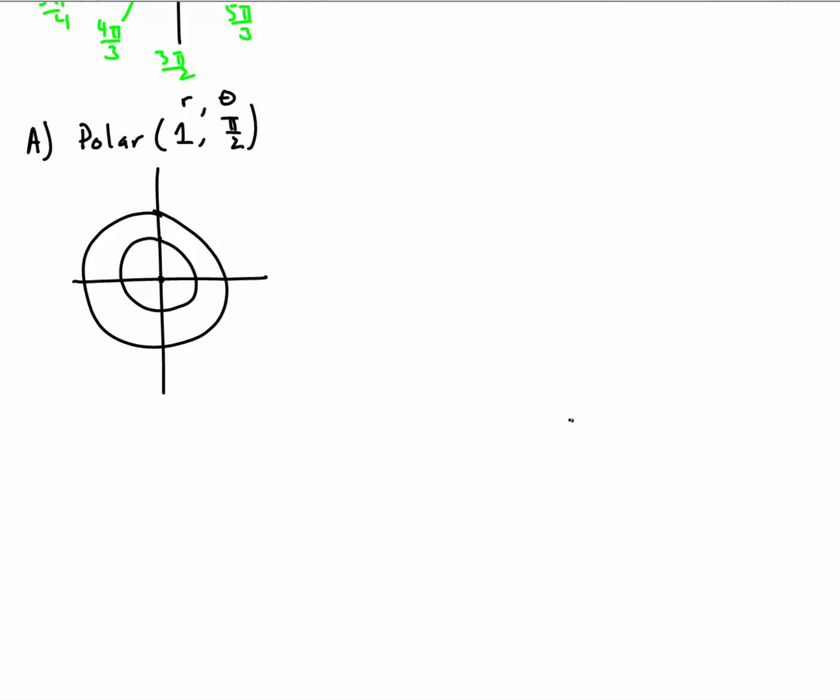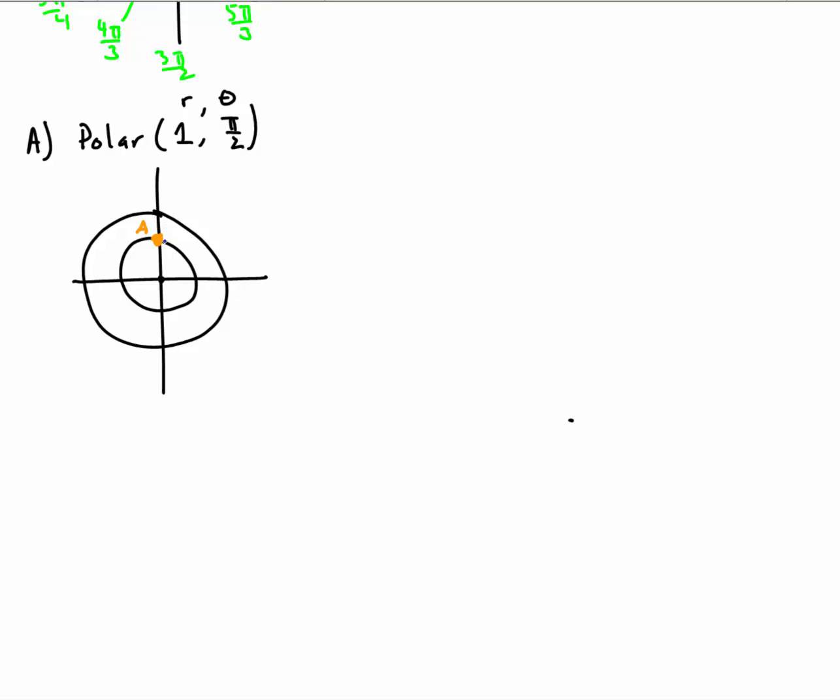The reason I'm on the first circle is that it is 1 radius, 1 unit radius out from the pole. So my point is somewhere on this first circle. Now then I go from here and I plot the point pi over 2. So I plot pi over 2 out here on that first circle. Now the interesting thing that we can look at is this is our polar coordinate 1, pi over 2.